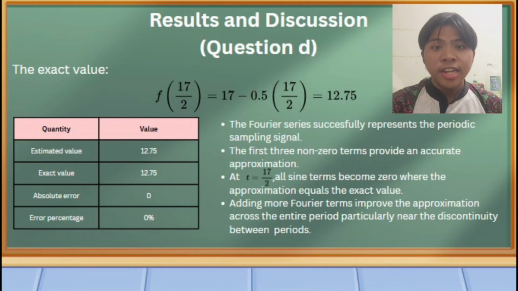Lastly, for question D, we compare the estimated value with the exact value obtained from the original function. Both values are equal to 12.75, resulting in an absolute error of 0 and a percentage error of 0%. This shows that the Fourier series approximation is exact at t equal to 17 over 2. In general, adding more Fourier terms will improve the approximation over the entire signal period.